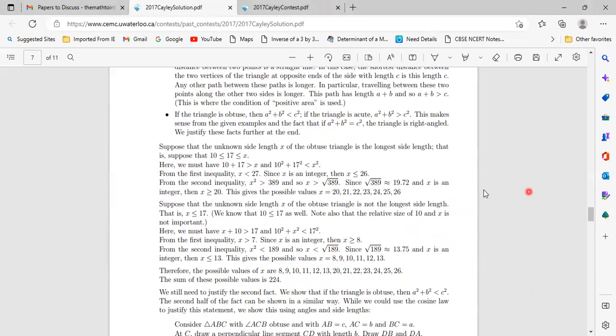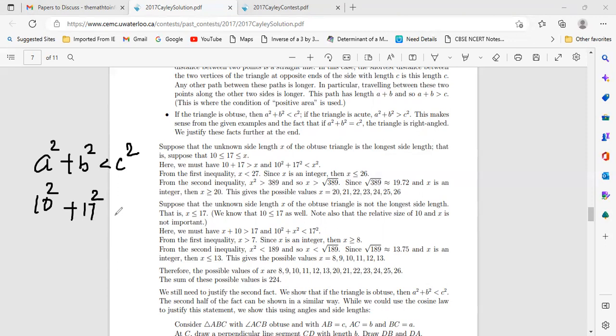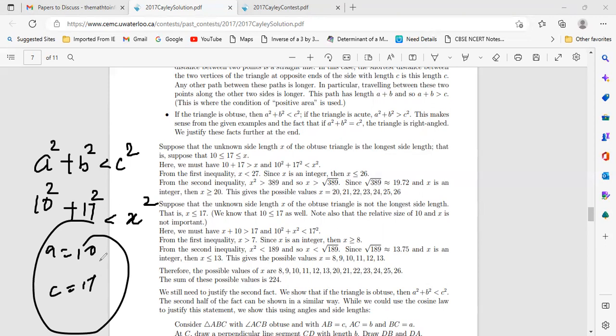So now we just have to add those. I think we are not done yet. Actually, according to this, a square plus b square is lesser than c square, right? According to that, we did 10 square plus 17 square is lesser than x square. What if you have a as 10 and c as 17? There is a chance for that also.